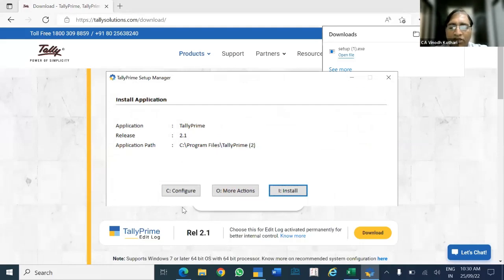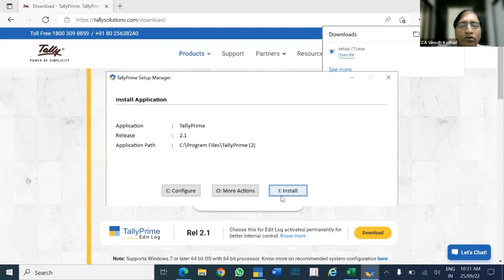Now in this you will get 3 options: configure, more options, and install. C is the shortcut key for configure, O is the shortcut key for more actions, I is for install. Try to avoid using the mouse. Initially it may be difficult, as there are many shortcut keys, but over a period of time you will work faster.